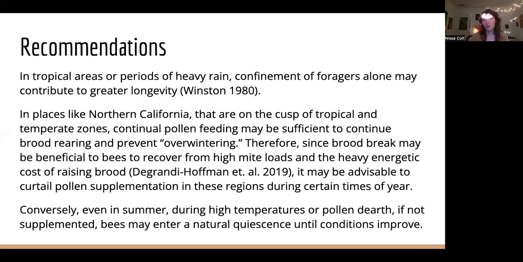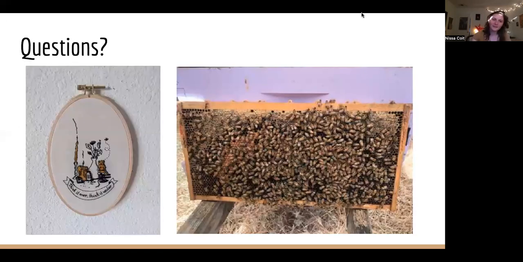There have been studies that show that caging the queen is enough to break that brood and maybe potentially impact their metabolism and their ability to fight the mites. Conversely, if there are times in the summer when there are high temperatures and maybe more ethyl oleate coming into the hive and maybe a pollen dearth, if they're not supplemented, the bees may enter a natural quiescence that allows them to ride out the harder times. So that is basically my thesis. And if you have any questions, I'd love to hear them.